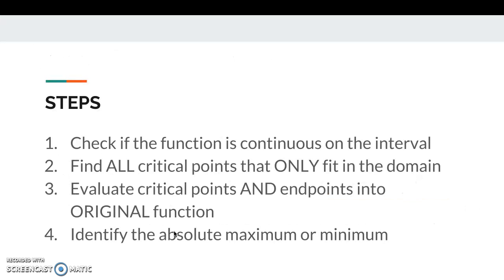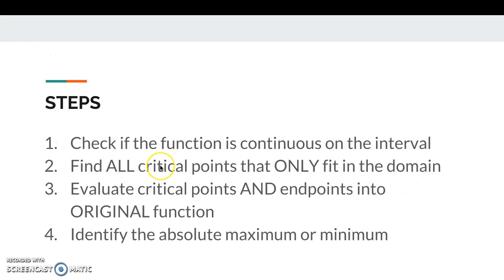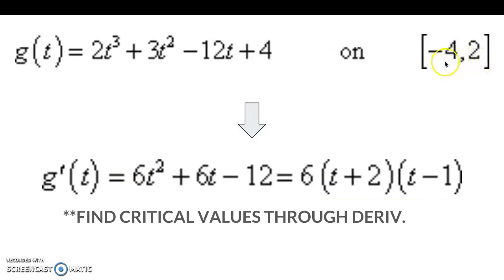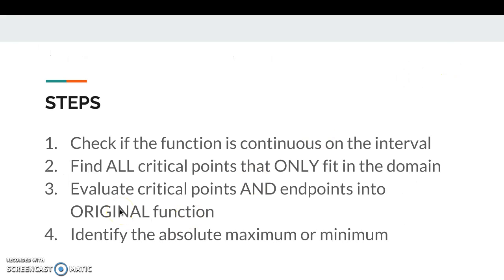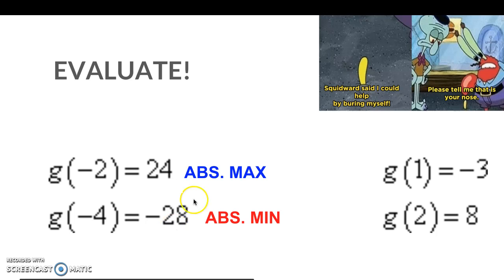So let's just go over the steps again. First, check if the function is continuous. We did check, and since it's a polynomial, and all polynomials are continuous, we got that on board. Second, we found all the critical points that fit in the domain. Our critical points -2 and 1 fit in the domain from -4 to 2. Third, we evaluated the critical points and the endpoints in the original function. We had 4 points, we plugged them all in, and we got these 4 values. And we took the fourth step, we evaluated, and we found the biggest and the smallest, and we got our answers here. So these are your absolute extrema.